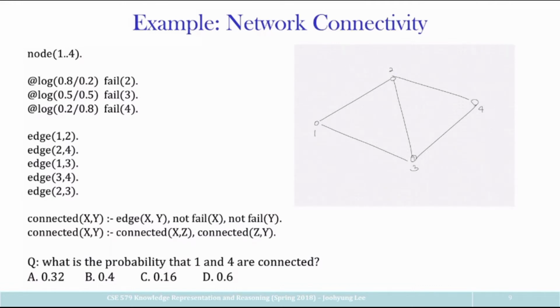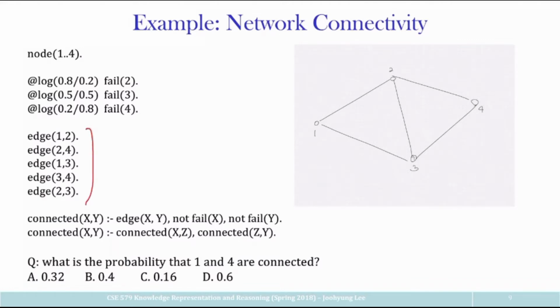Okay, so there are four nodes here, 1, 2, 3, 4, and they are connected by this graph. And for node 1, we want to send out the signal. Each of these nodes, you can think about as a certain station that receives the signal and forwards the signal. But each node has certain failure. So node 2 can fail with 80% chance, node 3 can fail with 50% chance, and node 4 can fail with 20% chance. And the graph is actually shown here.